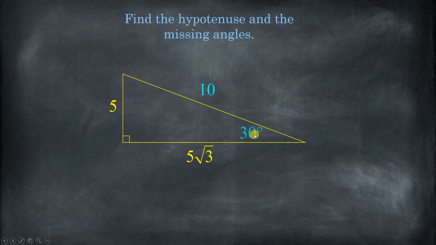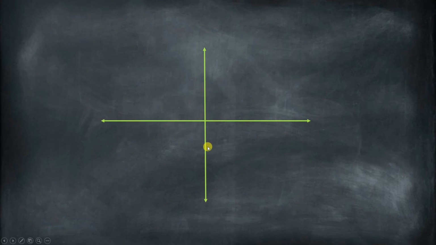So again, the 30-degree angle is the smallest angle. It's going to be opposite of the shortest side, and the 60 is going to be the middle-sized angle. It's going to be the larger of the 30 and the 60, and it's opposite of the longer leg. And there you go.